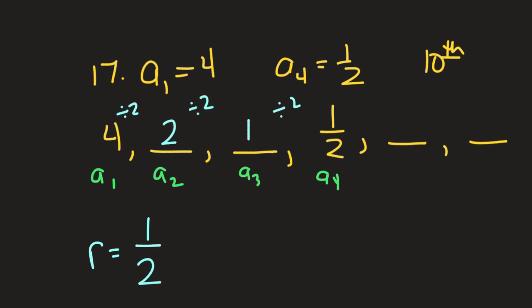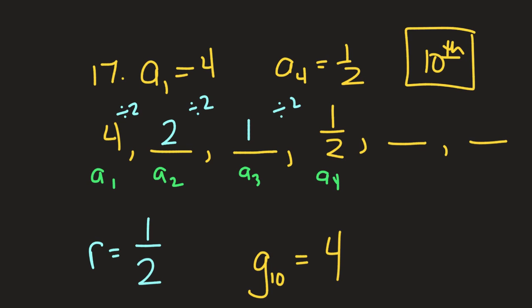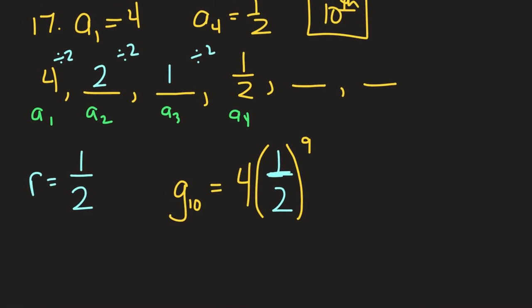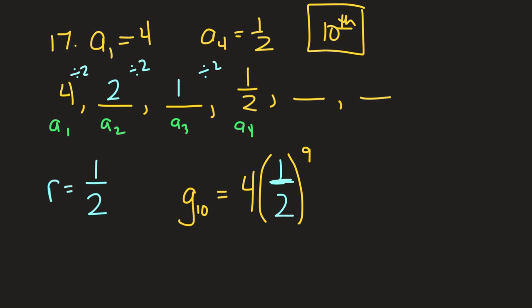So we're looking for the 10th term. g sub 10 is positive 4, our first term, times 1/2 to the 9th power. It's always to the 1 less power than what we're looking for in your problem. So g sub 10 means we have the 1/2 to the 9th power. I'm going to take this 1/2 and put it in my calculator and raise it to the 9th power.